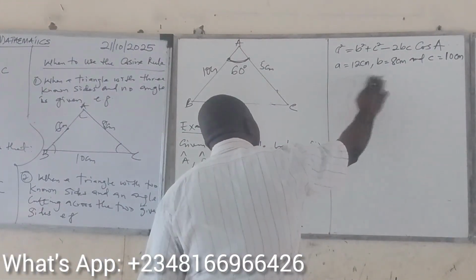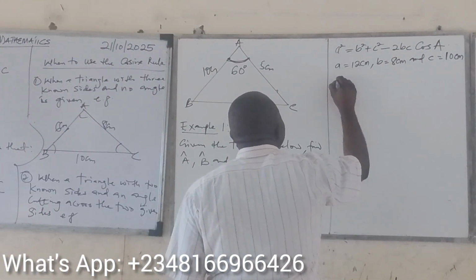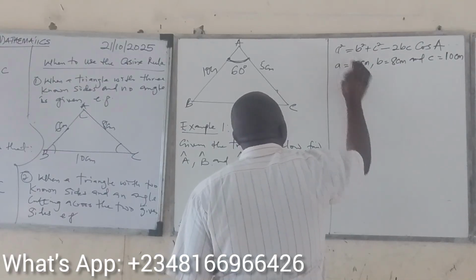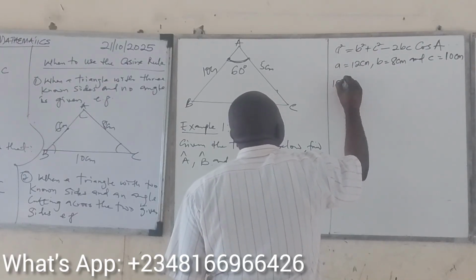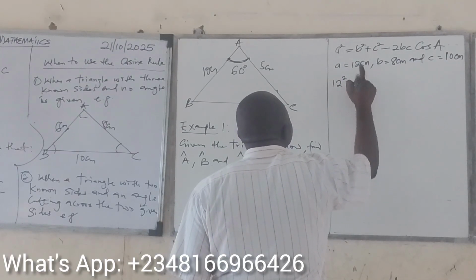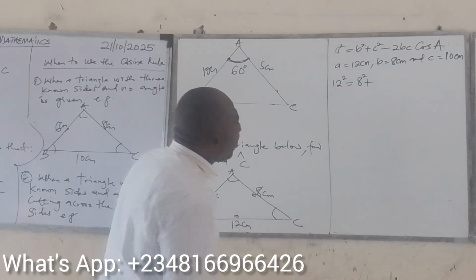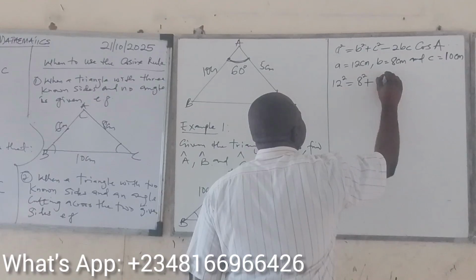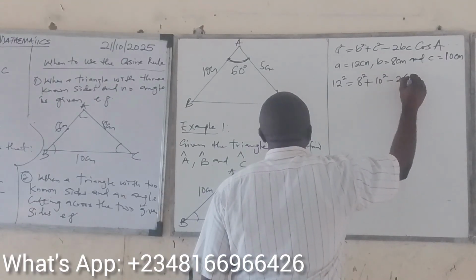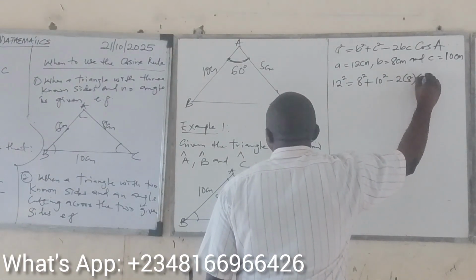Now let's plug in those values. Remember, a square, a is 12. So we have 12 square will be equal to b square, that's 8 square, plus c square, that's 10 square, minus 2 times 8 times 10.